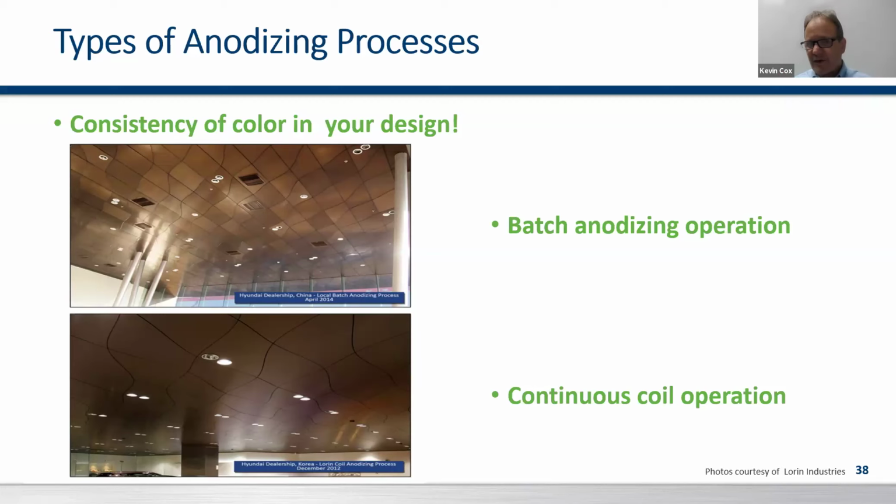The coil operation for anodizing is very similar to coil coating. It's almost that exact process of going into a pre-treatment, but instead of going into an oven, and instead of going into an actual paint, it's going into an electrolytic bath, and we're passing current through it to grow that anodic layer.